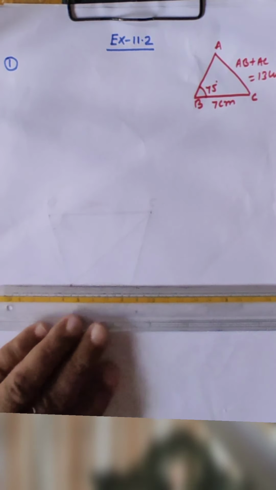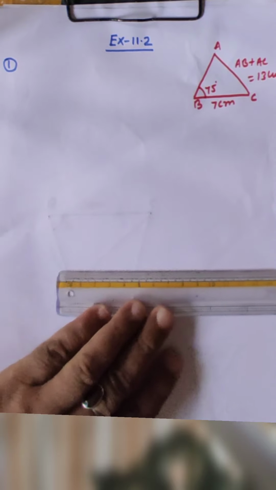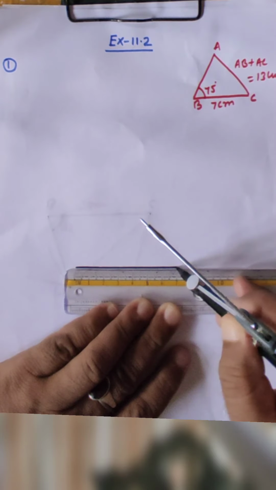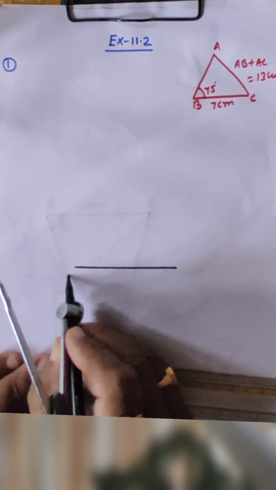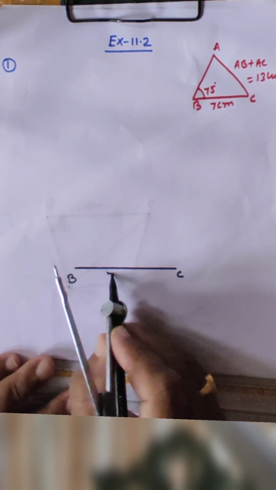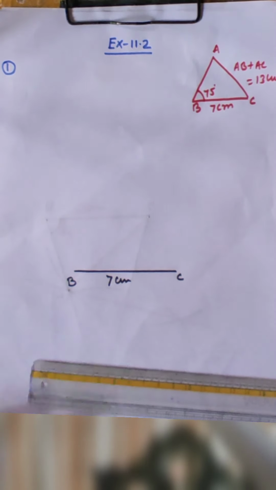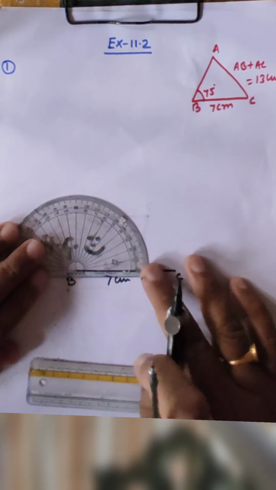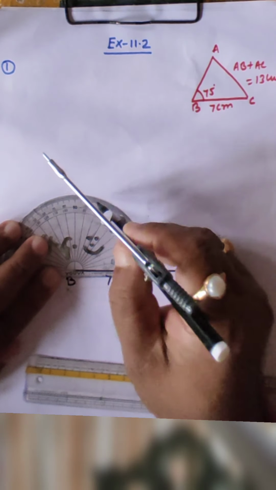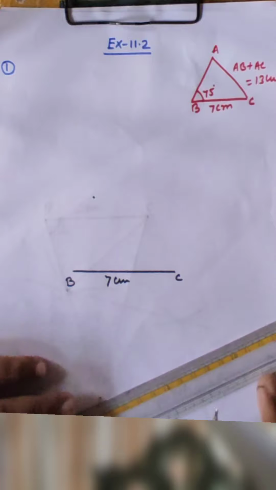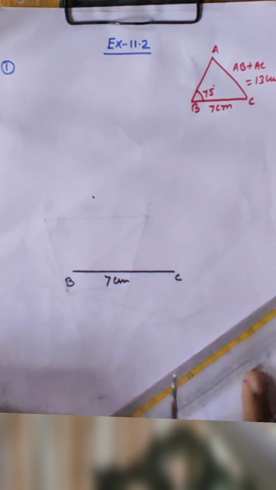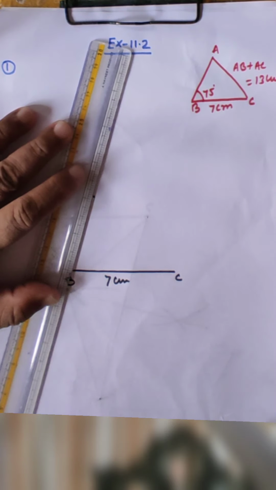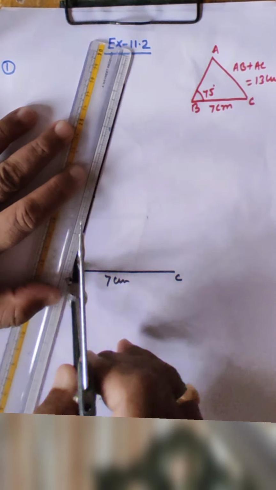Now start the construction. At first we will draw a line segment of 7 cm. This is the line segment BC of 7 cm. Now we will construct angle of 75 degree with help of protractor. If you wish to draw the angle of 75 degree with the help of compass, then you can do it. Here I am using protractor to draw the angle of 75 degree.